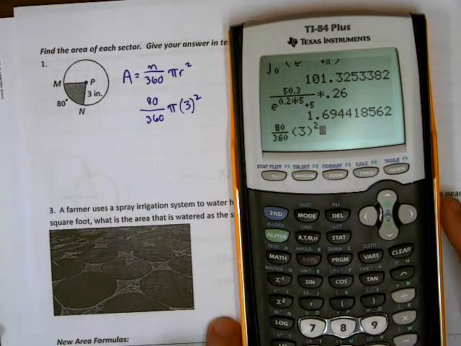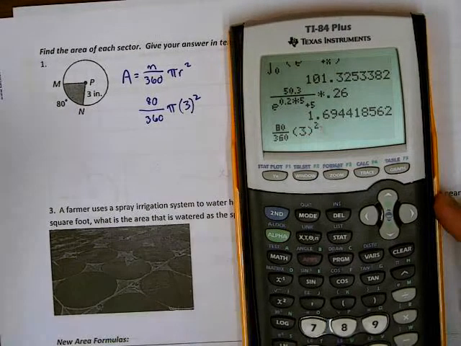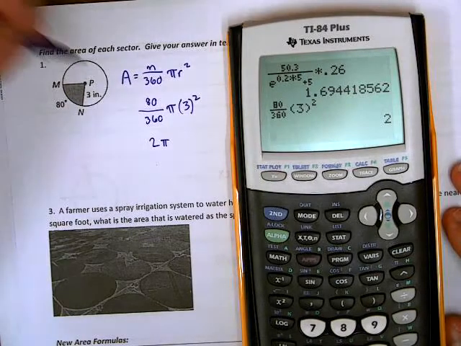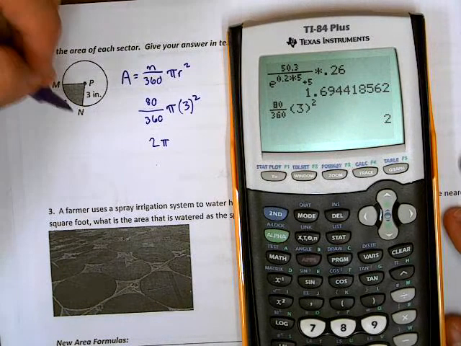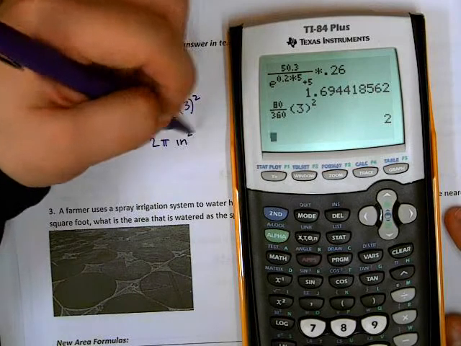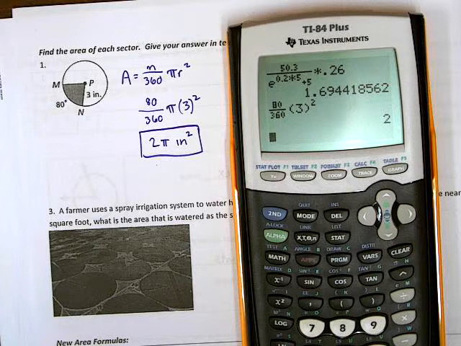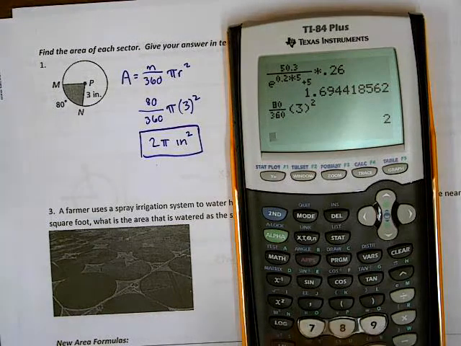Again, I just did everything without the pi. I know I'm going to put it on later, so this is 2 pi. Remember this is area, so units squared. Okay, let's try one more.